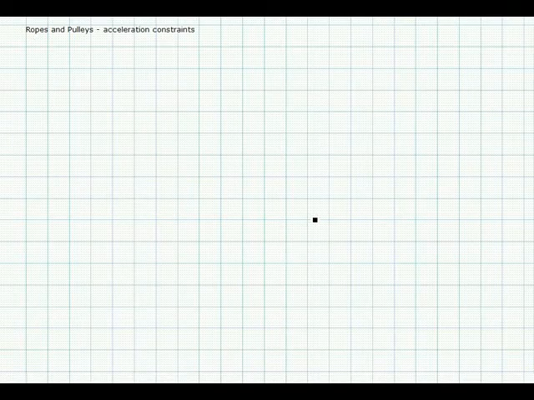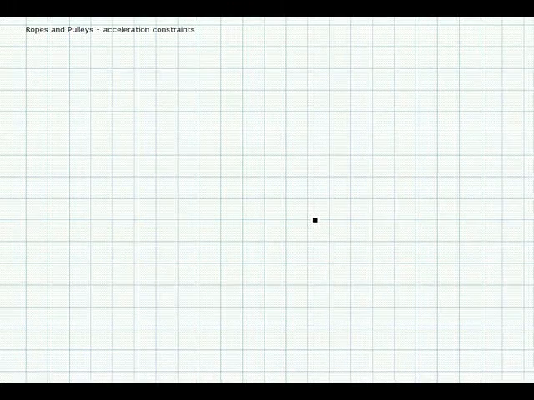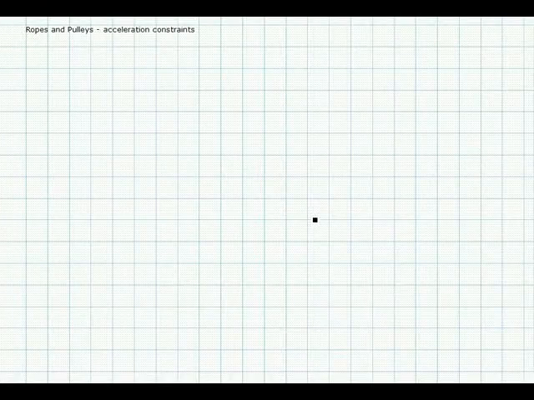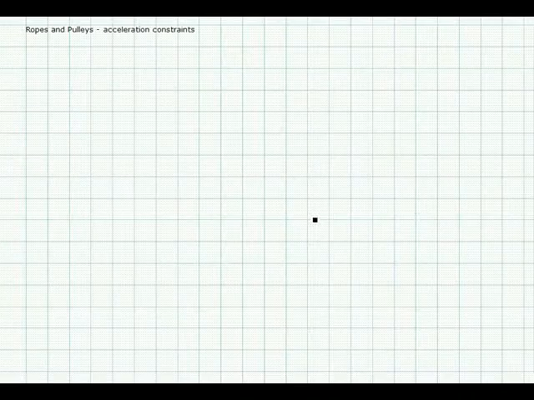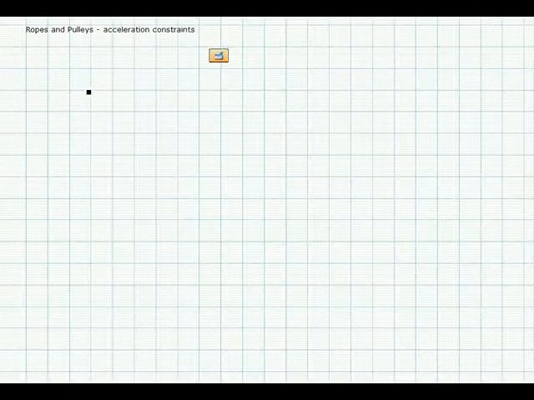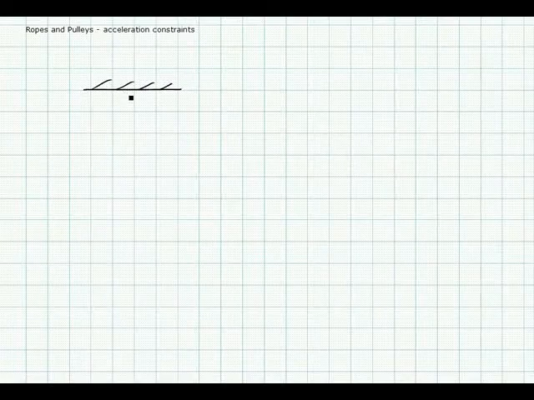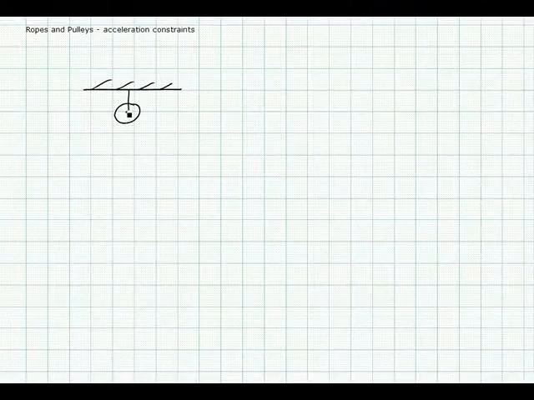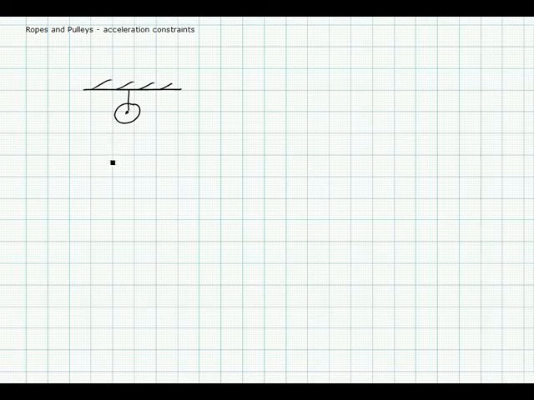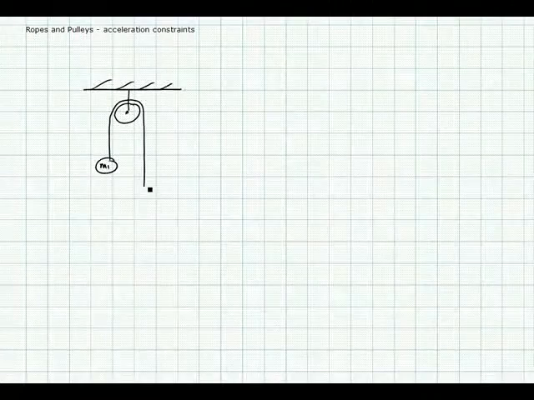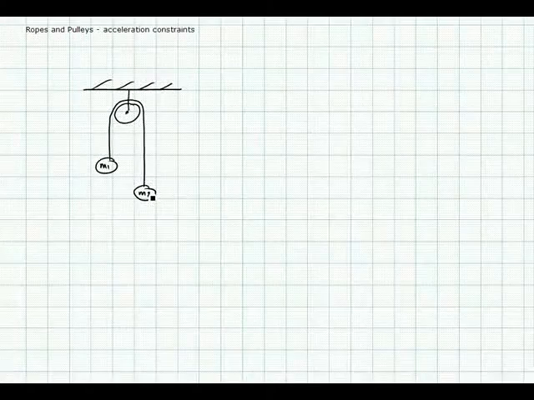What I would like to cover in this chapter are a few short examples on how to go about calculating acceleration constraints when ropes and pulleys are involved. For the first example, let's just review the simple scenario where we have a pulley held from the ceiling, and then we have a rope that goes over it.